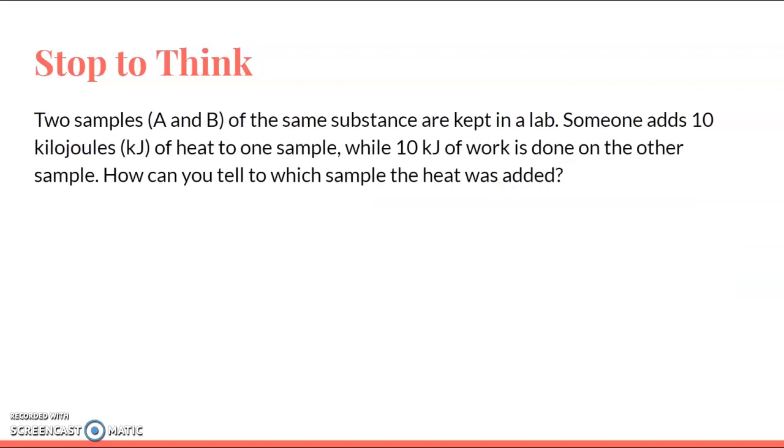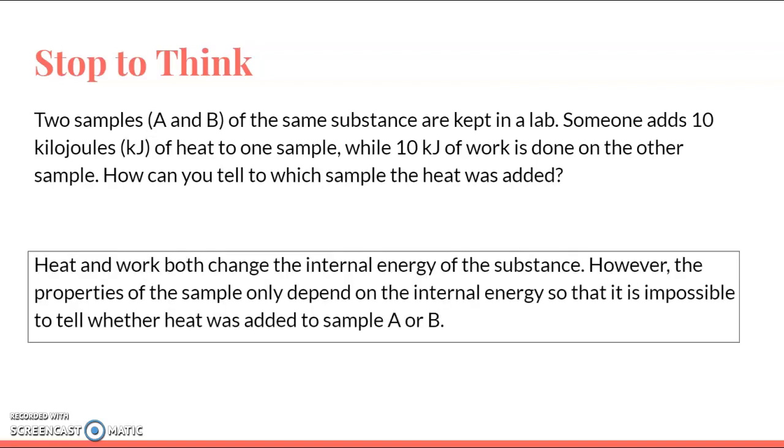So let's suppose we had two samples of the same substance that are kept in the lab. Let's assume that to one sample we add 10 kilojoules of heat, while to the other we do 10 kilojoules of work. How can you tell which sample had heat added and which one had work done? So that was a trick question. They're both going to change the internal energy of the substance, right? But it's going to be impossible to tell whether heat was added or if work was done. There's no physical way you could determine that.